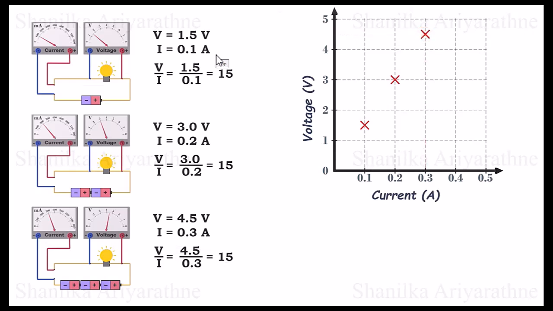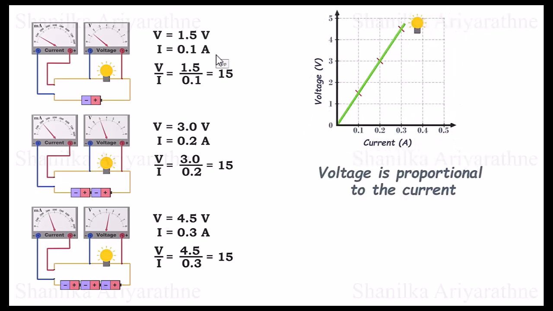As we continue adding batteries, we will get multiple data points. Let's connect the dots and draw the graph. It's a straight line. This straight line shows the consistent relationship between voltage and current. The ratio between voltage and current for each setup is constant, which means the voltage is proportional to the current. Simply put, the number of electrons moving per second is proportional to the force pushing them to move. Isn't that quite obvious?